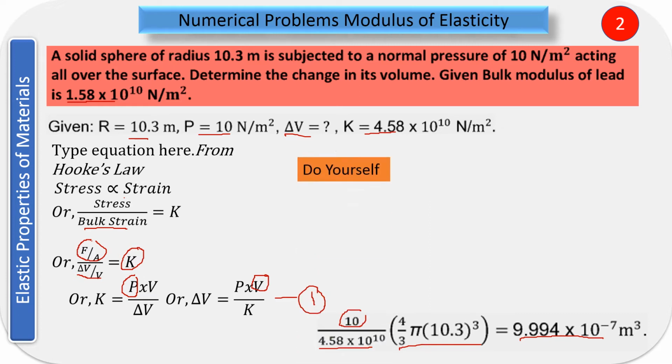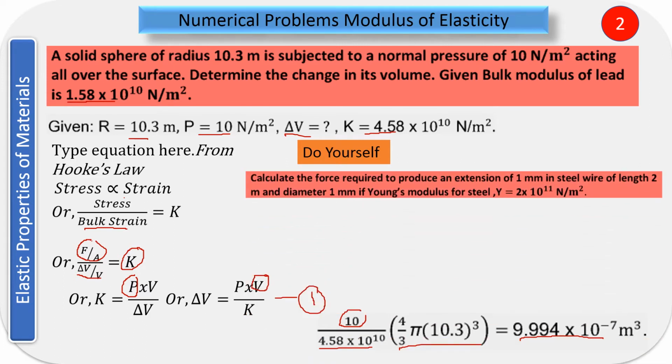All right. Now a similar type of problem is for you also. So you try yourself. What is the problem? Calculate the force required to produce an extension of 1 millimeter, so delta L is given, in a steel wire of length 2 meter and diameter 1 millimeter, if the Young's modulus of the steel is given. So it is not based on your bulk modulus, it is based on your Young's modulus, which you have done in the previous slide. So what is given? The value of delta L is given. How much? 1 millimeter. So 10 to the minus 3 meter.